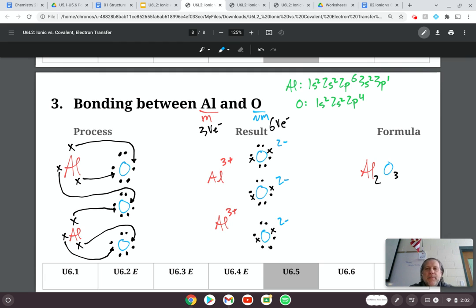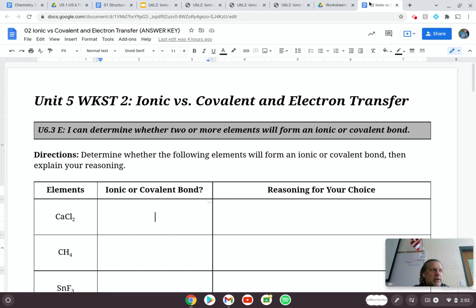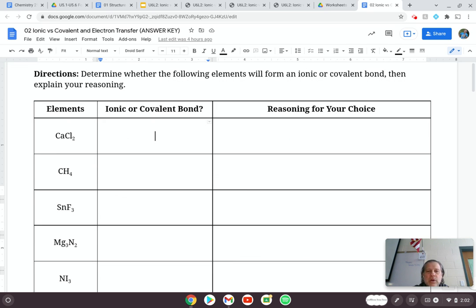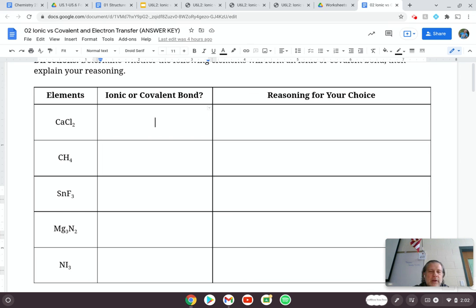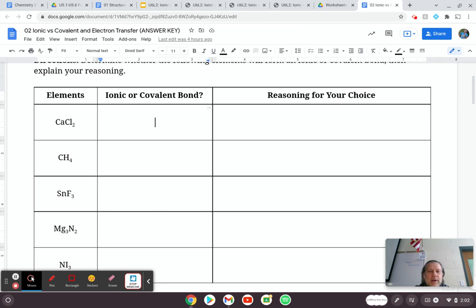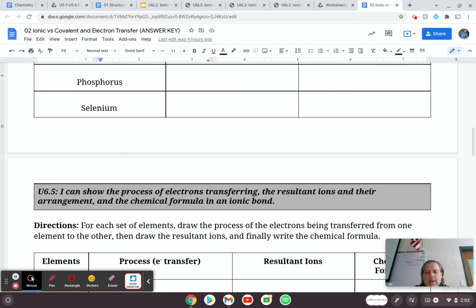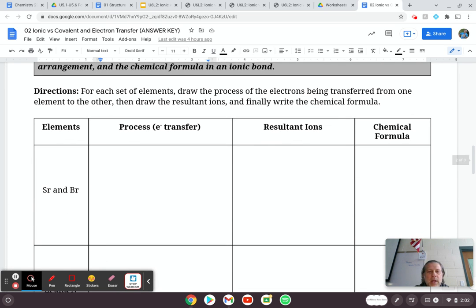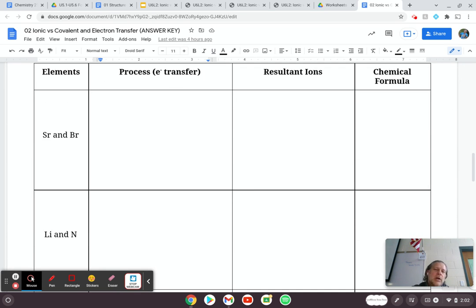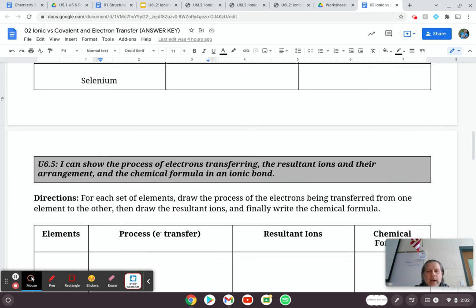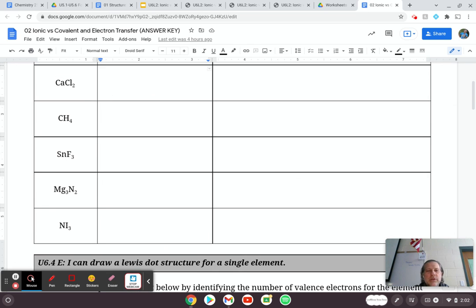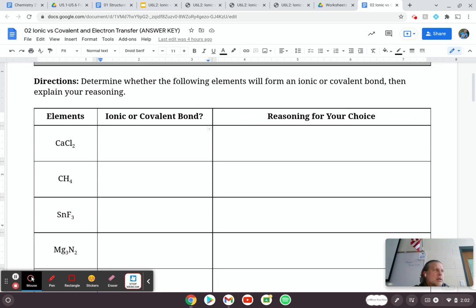Now, your homework for the evening, which I just posted on Google Classroom for you, looks something like this. It's Unit 5 Worksheet 2. There you have to identify if it's ionic or covalent bonds. You have to then draw some Lewis structures, and then lastly, you have to show some element transfer in ionic bonds. So very much like what we did in the notes. Any questions now?